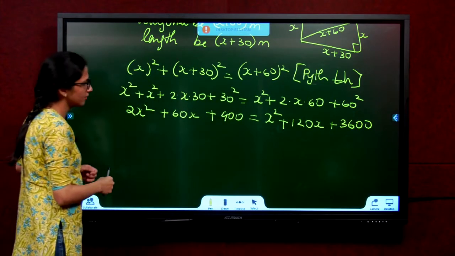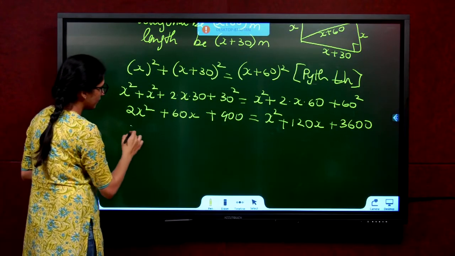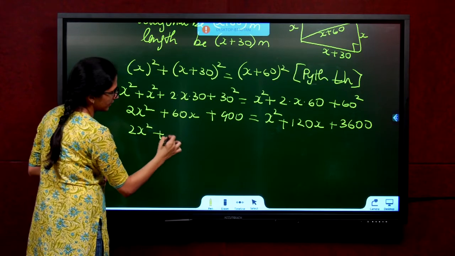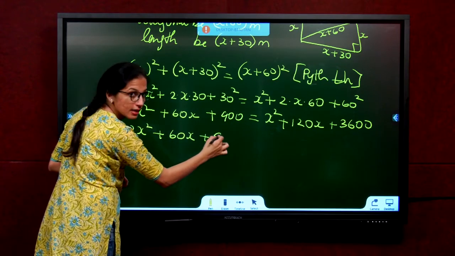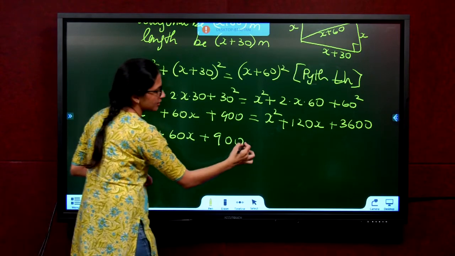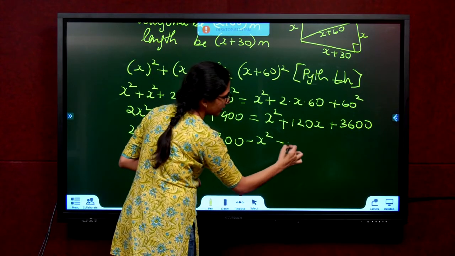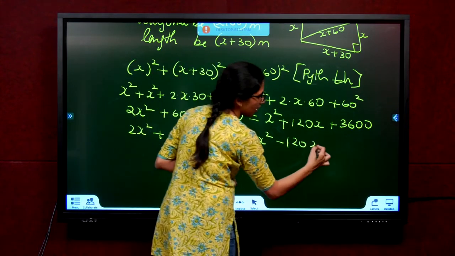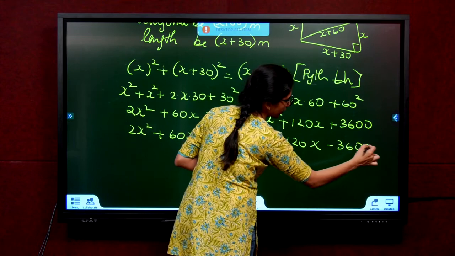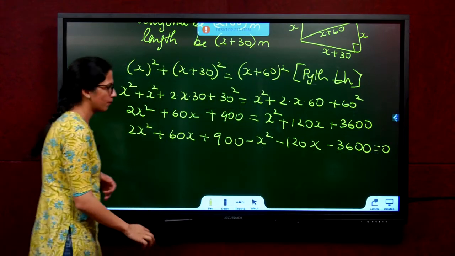3600. Next, bring all the terms aside. So you have 2x square plus 60x plus 900. x square comes this side, minus x square minus 120x minus 3600 is 0.